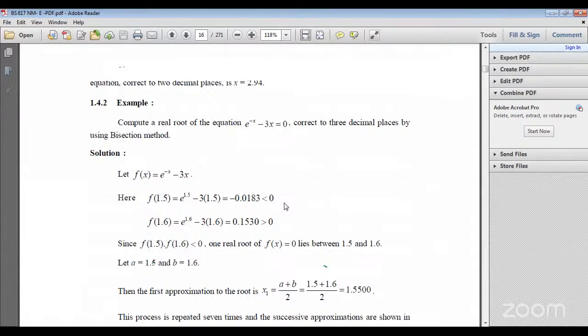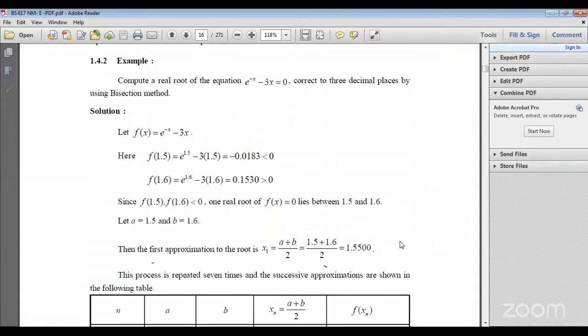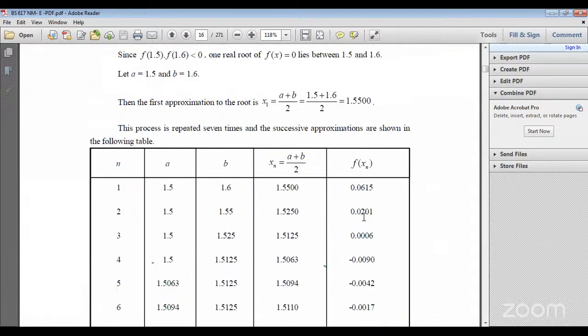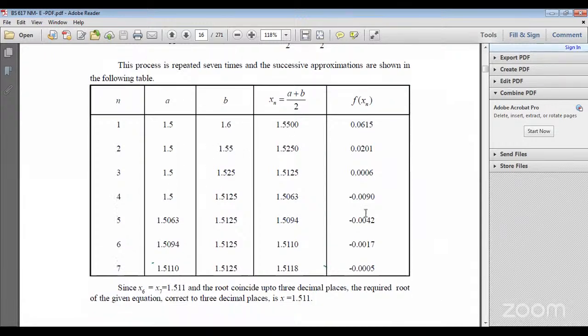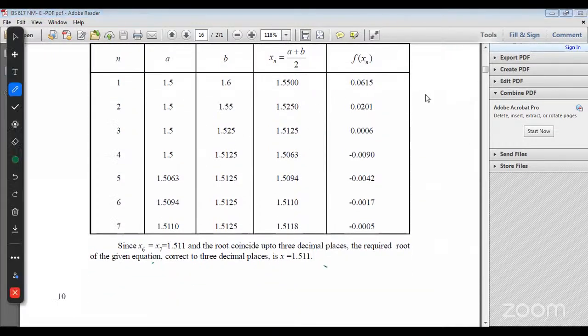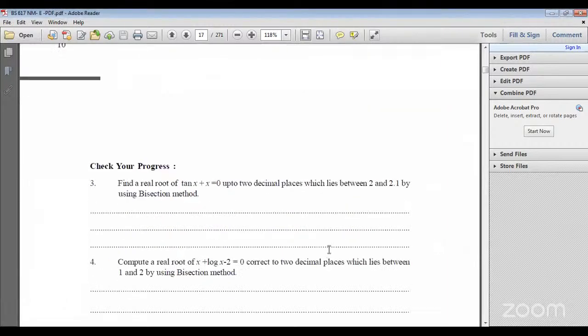Here the root of f(x) lies between 1.5 and 1.6. So a is equal to 1.5 and b is equal to 1.6. The first approximation is x = (a + b)/2, that is (1.5 + 1.6)/2, that is 1.55. So I am applying the a values and b values, addition by 2, then f(x). See here, 1.511, 1.511, this is x6 and x7, both the values are approximately 1.511. So therefore we can write here 1.511, this is one condition.